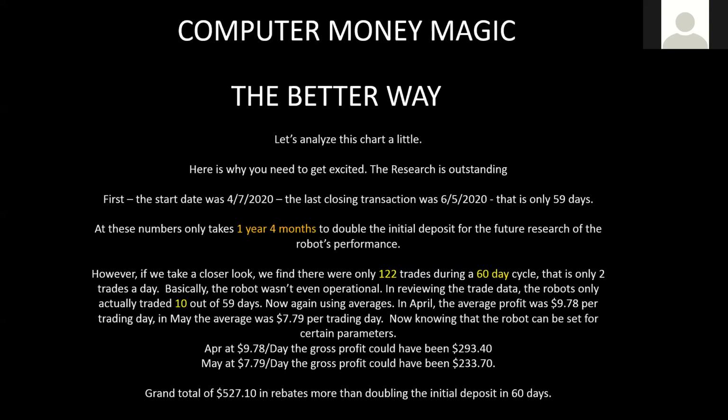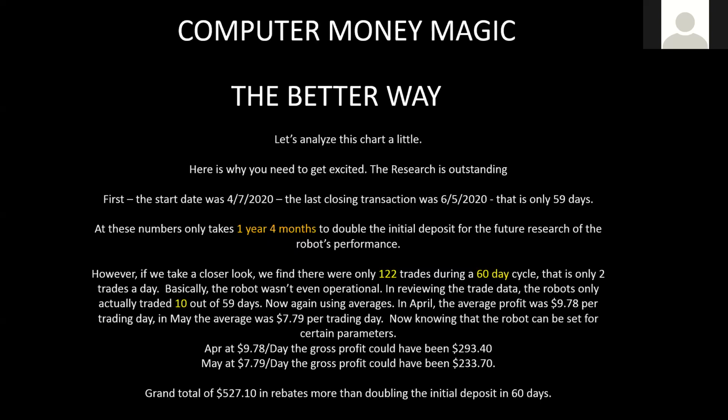However, if we take an actual closer look at the findings of the actual data, we find that there were only 122 trades during a 60-day cycle. So that's only 2 trades a day. Basically, the robot wasn't even operational. So in reviewing the trade data, the robot only actually traded 10 days out of the 60.